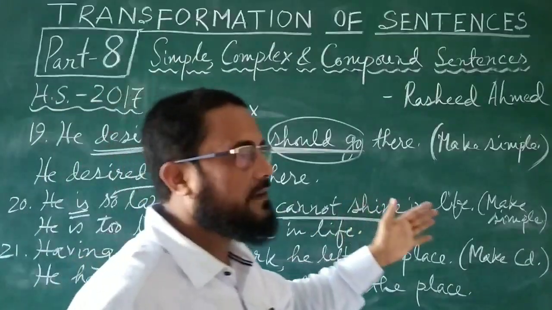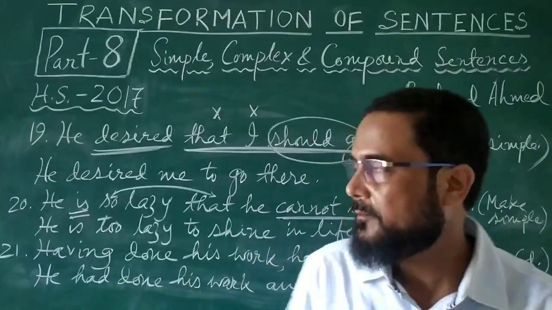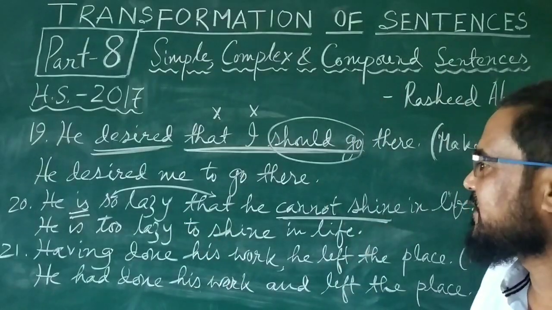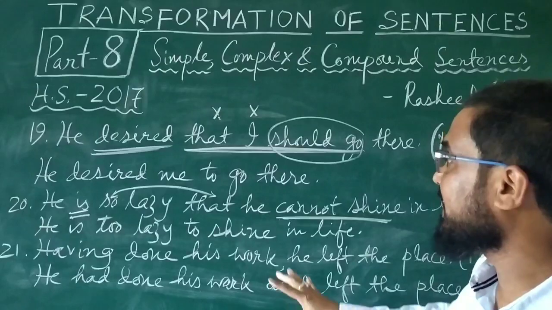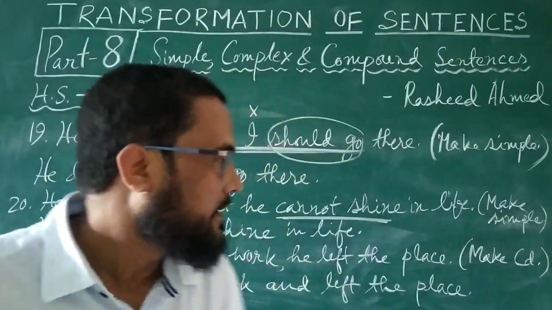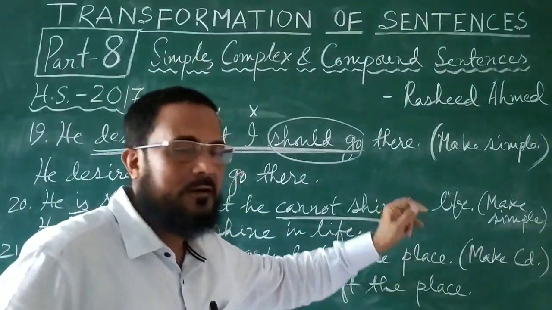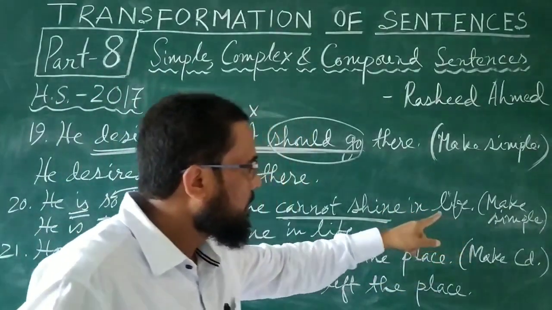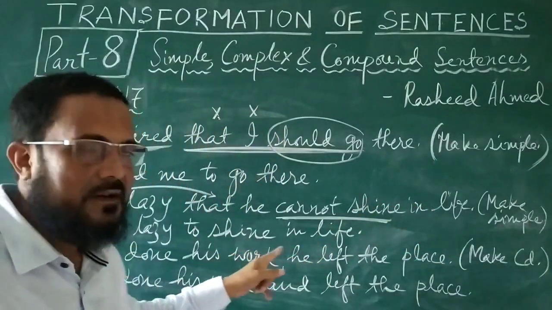And then another clause is there. This sentence is very interesting. I told you in the earlier video that if such a sentence is given where "so that" is used, "He is so lazy that he cannot shine in life," the instruction is to make it simple. And if the instruction is to make it simple, then this is the answer.